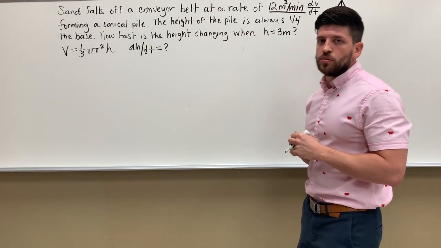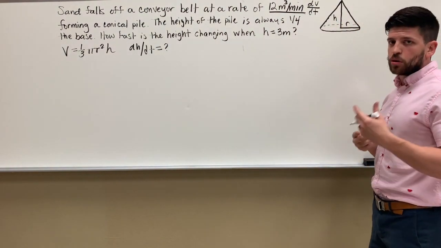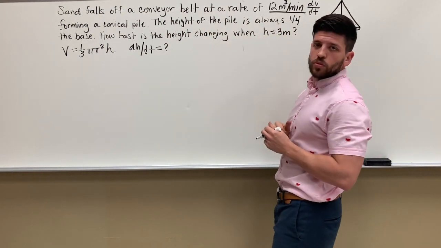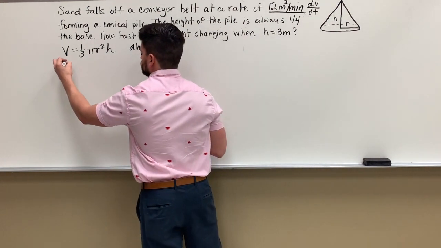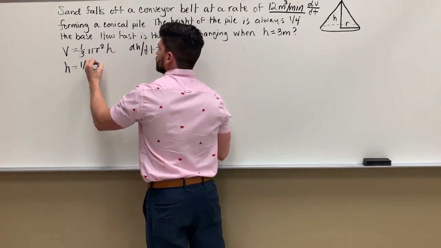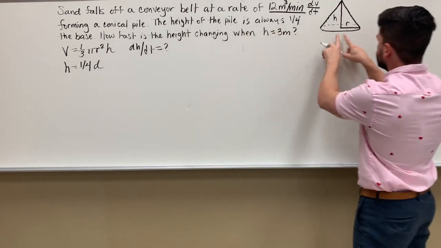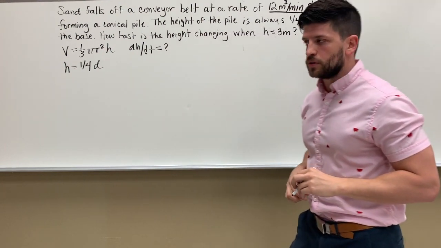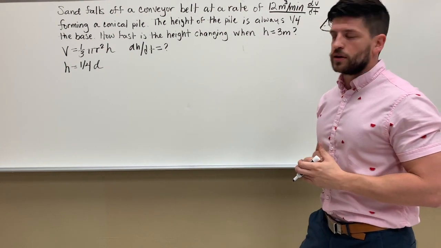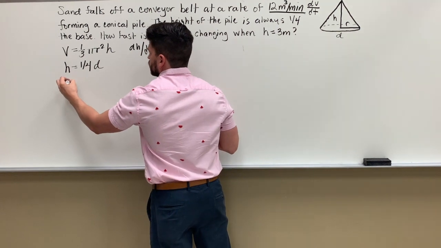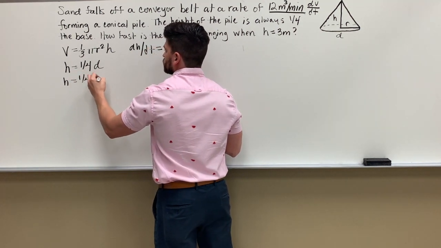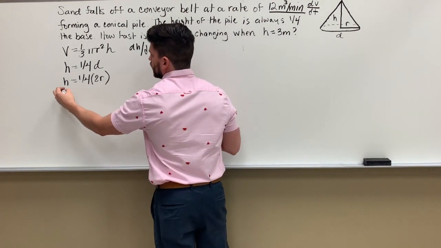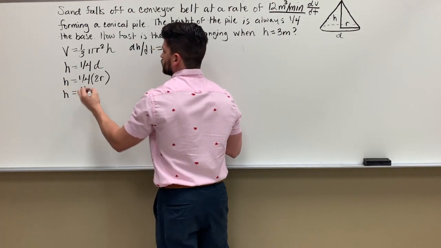The nice thing about cones is the height and the radius are always going to be proportionate. So we know the height is always 1/4 the base. Well, the base is also known as the diameter. So we know that this bottom piece is d, and the height is always 1/4 the diameter. Well, again, that doesn't have r in it, but hopefully we know that the diameter is also 2 times the radius. So a little bit of simplifying, and we know that h is 1/2 r.